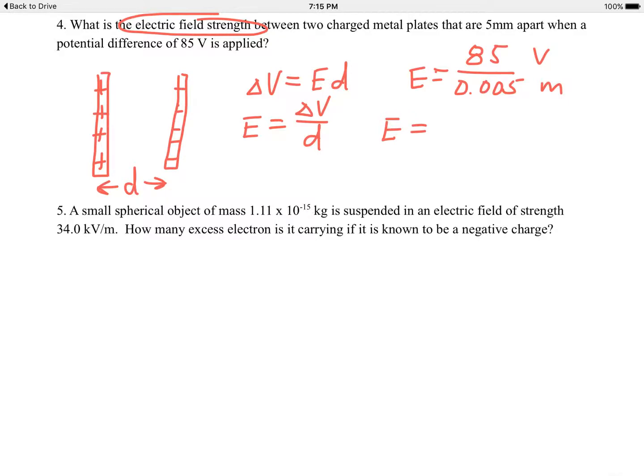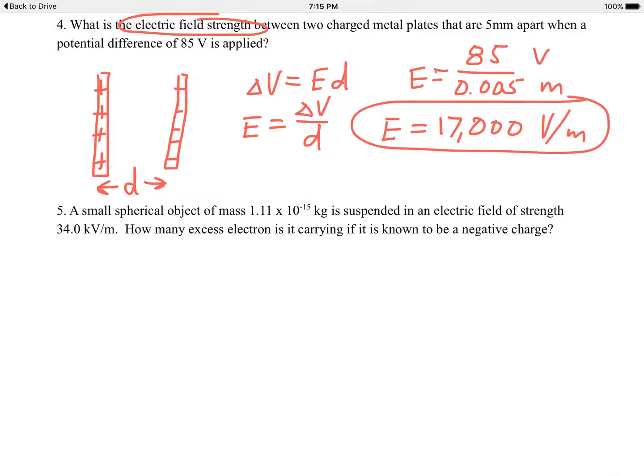You can prove that. But bottom line here, this comes out to be 17,000. You could say volts per meter, or you could say 17,000 newtons per coulomb. It's the same unit. Equivalent answers. You'll see it both ways. So that's a straight plug and chug problem.